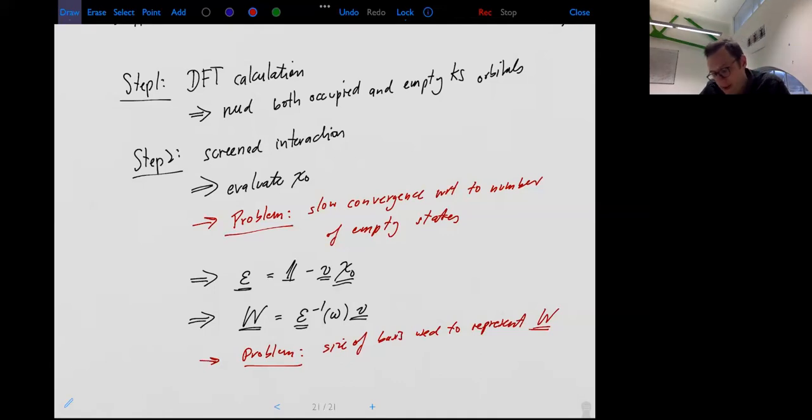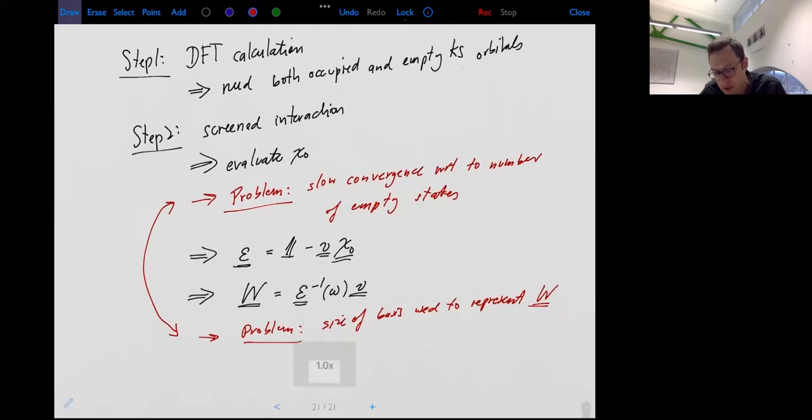Now it turns out, though, that these two problems are actually not unconnected. In fact, they are strongly coupled because if you have high energy states, those states typically are very oscillatory. And if states are very oscillatory, you need, for example, a lot of plane waves to represent them. So this issue of the slow convergence with respect to the number of empty states and the convergence with respect to the basis size, these two problems are in fact strongly coupled.